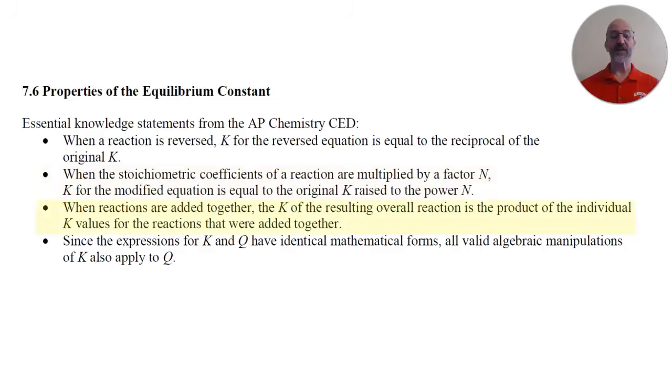When reactions are added together, the equilibrium constant K of the resulting overall reaction is the product of the individual K values for the reactions that were added together. And since expressions for K, equilibrium constant, and Q, reaction quotient, have identical mathematical forms, all valid algebraic manipulations of K also apply to Q.